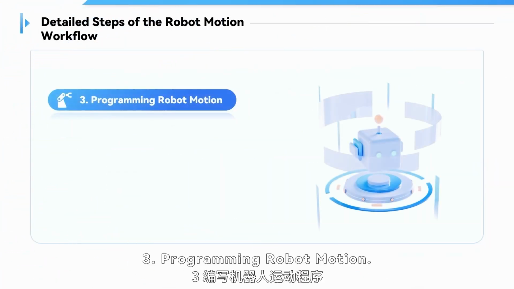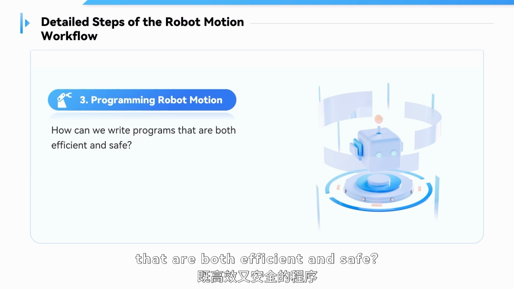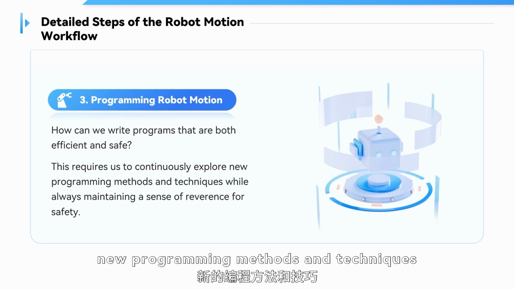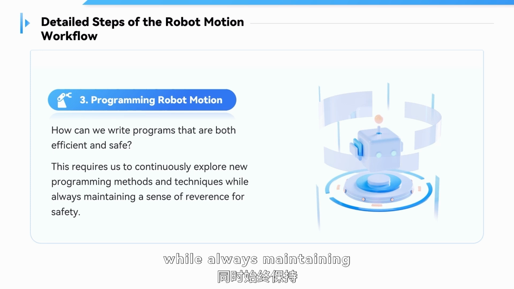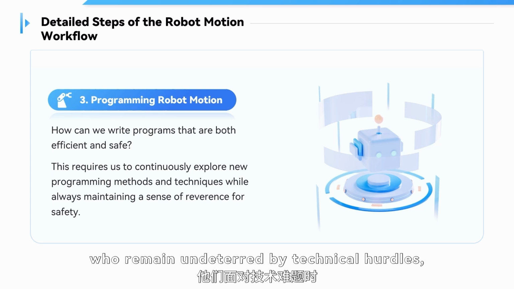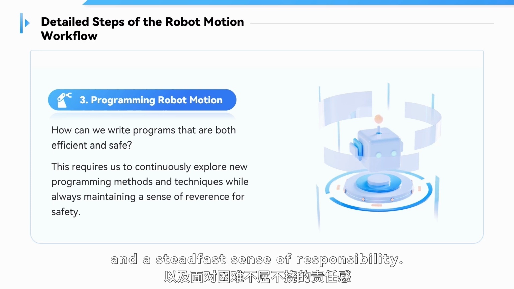3. Programming robot motion. How can we write programs that are both efficient and safe? This requires us to continuously explore new programming methods and techniques while always maintaining a sense of reverence for safety. This mirrors the researchers in the case study, who remain undeterred by technical hurdles, driven by a relentless spirit of exploration and a steadfast sense of responsibility.